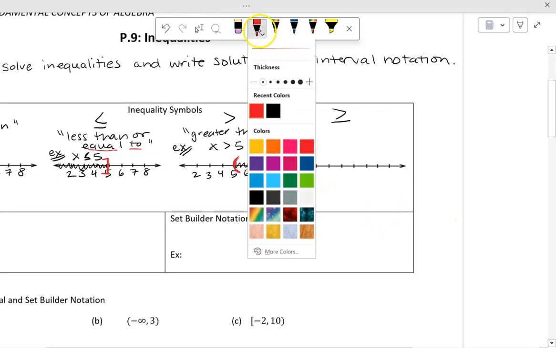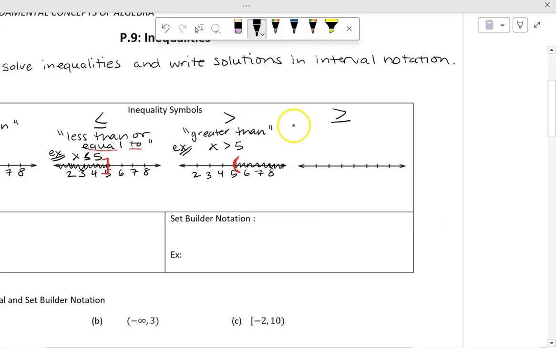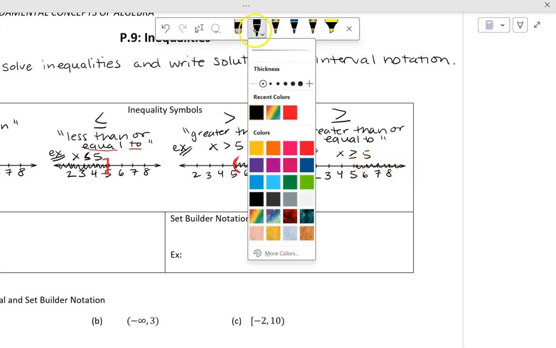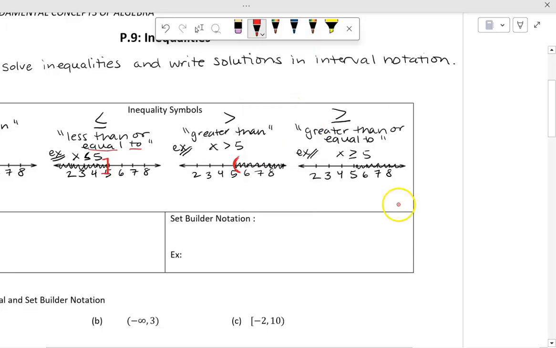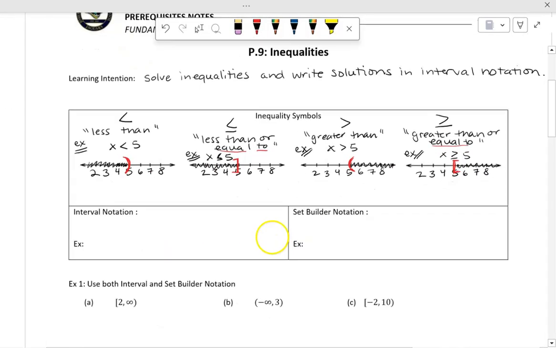For the last inequality, it's going to be greater than or equal to, and an example would be x is greater than or equal to 5. So put 5 in the middle, shade above. But because of that or equal to portion, we will use a bracket, which again is like parentheses but with corners.